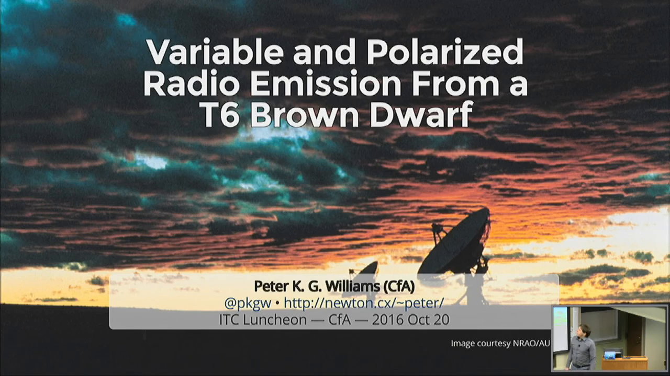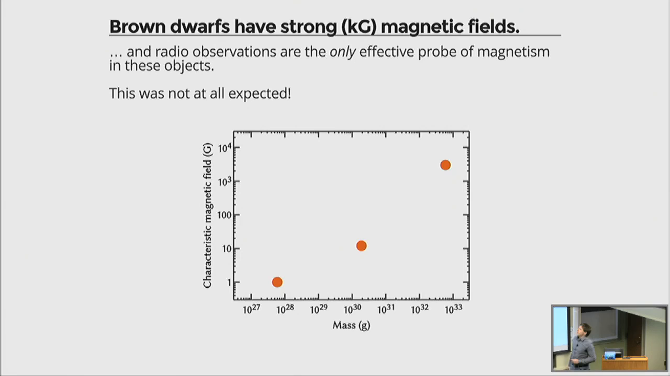I'd like to tell you about something fairly different from large exploding things: variable and polarized emission from a brown dwarf. So why should you care? Well, if you think cosmology is the only interesting thing in the world, I don't think I can convince you of that. But it turns out that brown dwarfs have very strong magnetic fields, kilogauss fields, which is not something that was expected. And radio emission turns out to be the best way, or really the only effective way that we have to probe this emission.